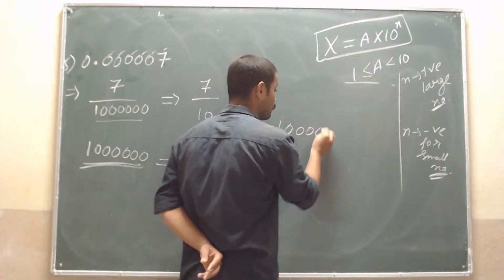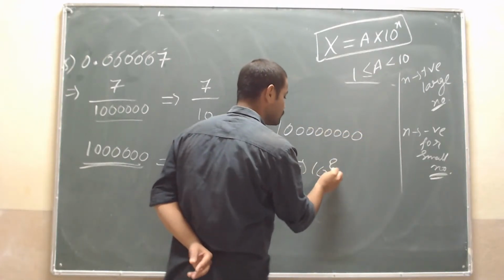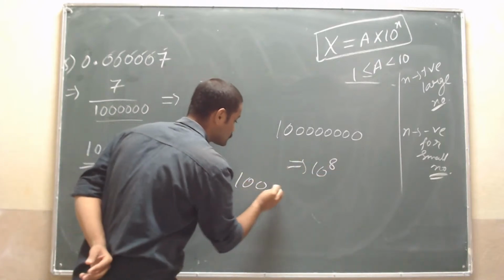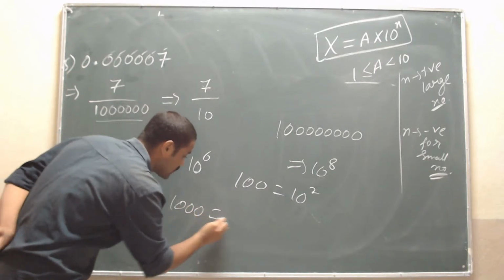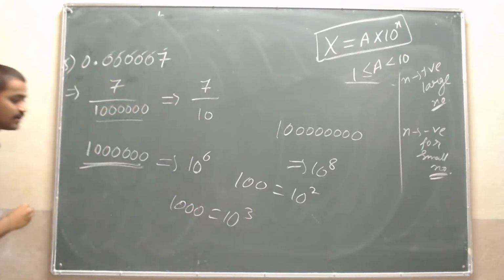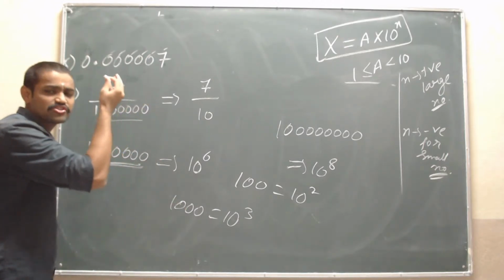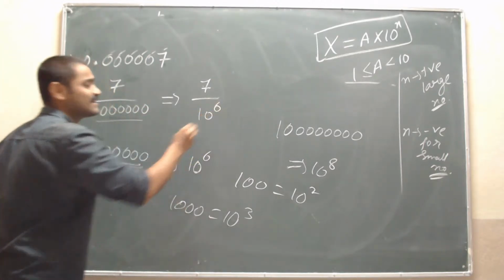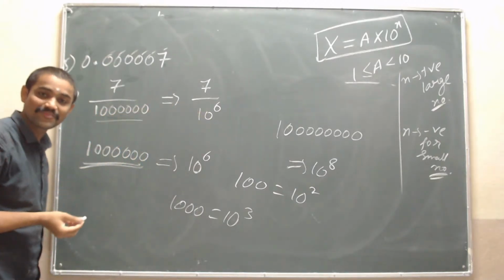1, 2, 3, 4, 5, 6, 7, 8. Sir, how many zeros? 8 zeros. Simple. Sir, 1, 2. How many zeros? 2 zeros. Sir, 1, 2, 3. How many zeros? 3 zeros. Like that, students. Is it clear? Here 6 zeros are there, so we write 10 to the power of 6.